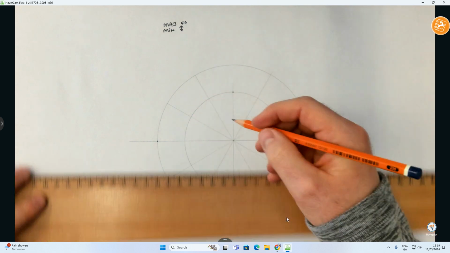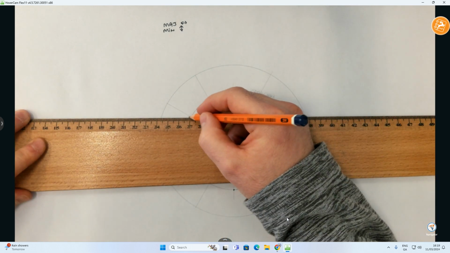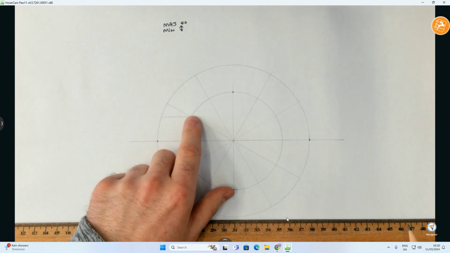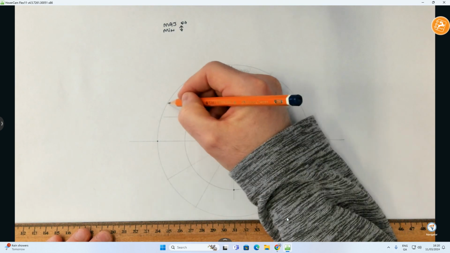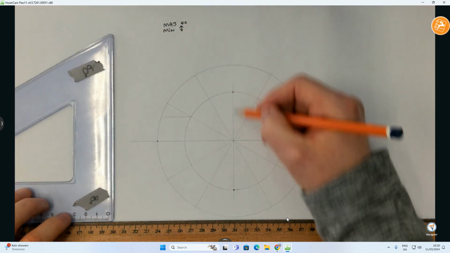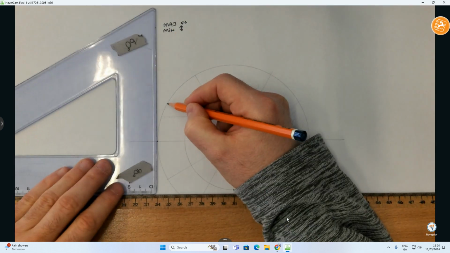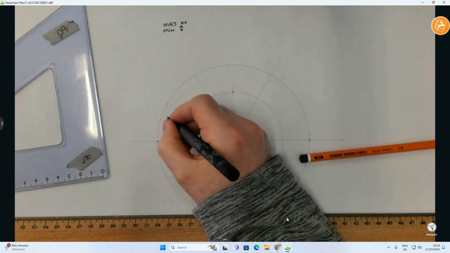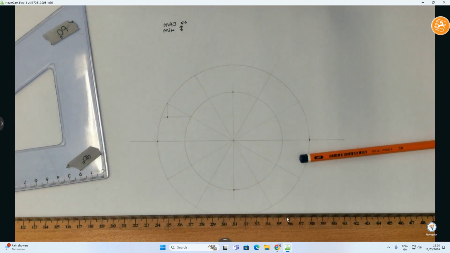So for this one, I'm going to go parallel to the major axis, which is going horizontal. I'm going to go left in this case, and where the same division line cuts the major circle, I'm going to go parallel to the minor axis, which is going up and down. So from here, I'm going to go down. And where the two lines cross each other or intersect gives me another point on my ellipse.